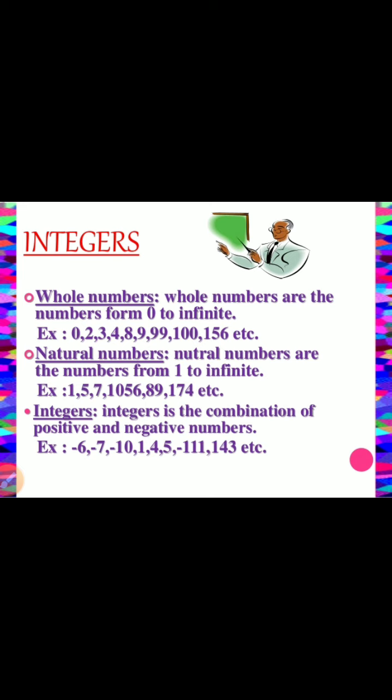Next is the natural number. Natural numbers are the numbers from 1 to infinity. You can say natural numbers are also known as counting numbers. Next is the integer. An integer is the combination of the positive and the negative numbers. So this type of number is an integer.